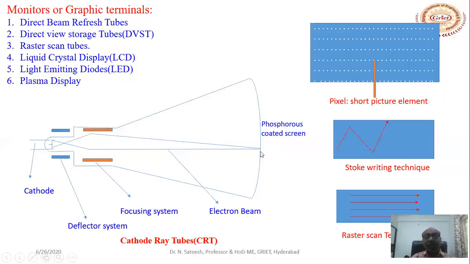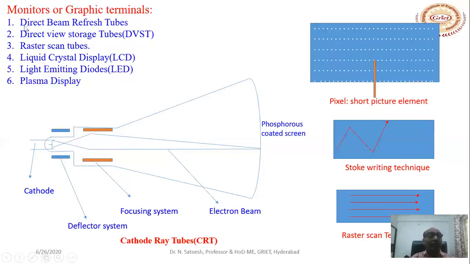Generally, pixels are called picture elements. The screen is divided into matrix form, horizontally and vertically, as shown here. You can see the dots. These are the pixels, and wherever the electron beam hits a pixel, that pixel will light up, so the image will be viewed.